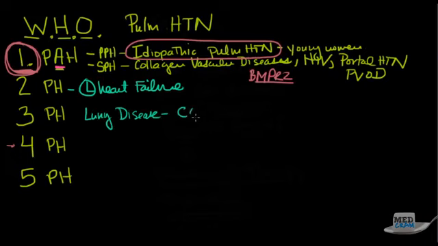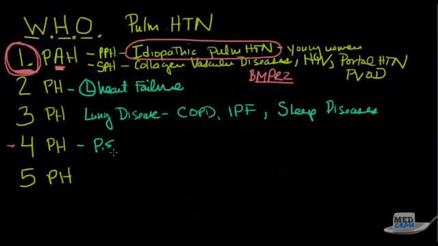Okay? So that would include COPD. That would include idiopathic pulmonary fibrosis. We can think of a whole bunch of other things, even sleep diseases like obstructive sleep apnea. Okay, so things that cause hypoxemia, alveolar hypoventilation disorders like obesity hypoventilation, things of that nature. Group 4 has to do with pulmonary embolism and chronic VTE. Now, there's a medication that we'll talk about that actually is approved for WHO 4. And then finally, 5 was kind of left there for those that are unclear.